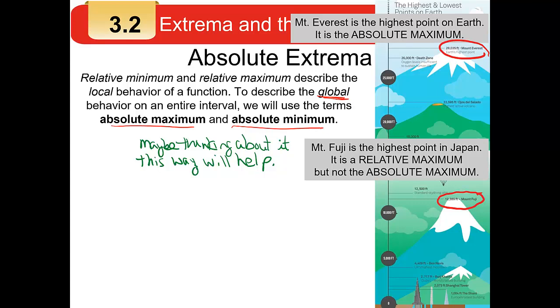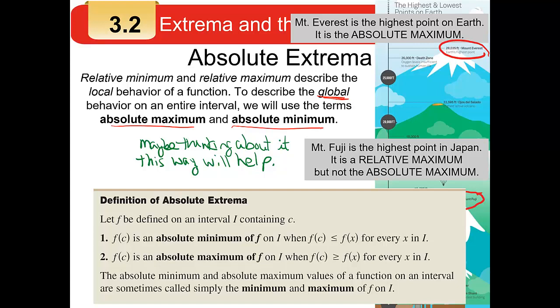Absolute is looking at everything, what's biggest, what's highest for maximum, or what's lowest for minimum over the entire function. Whereas relative, you just look at the area around it. So you can have a local max or local min and go somewhere else on the function and find another one, or maybe something totally different. But you're only looking locally when you're looking for the relative. You're looking all over the values of the function when you're looking for absolute.